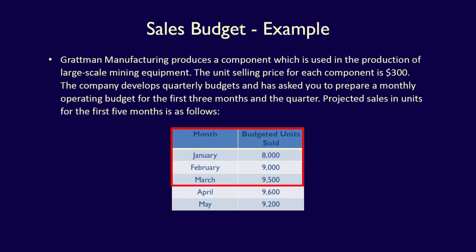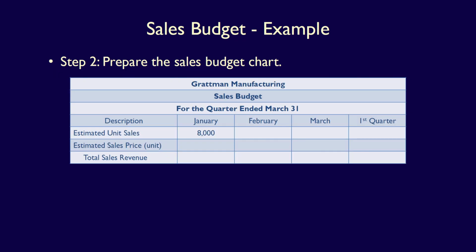We have the estimated units sold, also called budgeted units sold: January 8,000, February 9,000, and March 9,500. We also have the unit selling price of $300. We can now place that information in the chart, including the units across the first row: January 8,000, February 9,000, and March 9,500. The first quarter column, which is also called simply total, is the summation of the months. 8,000 plus 9,000 plus 9,500 is equal to 26,500 units.